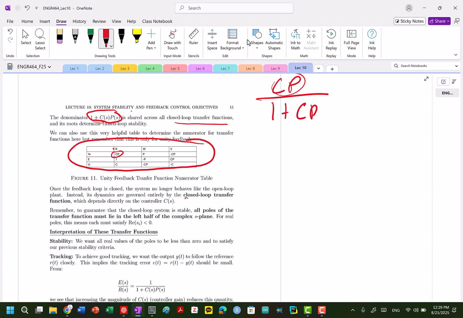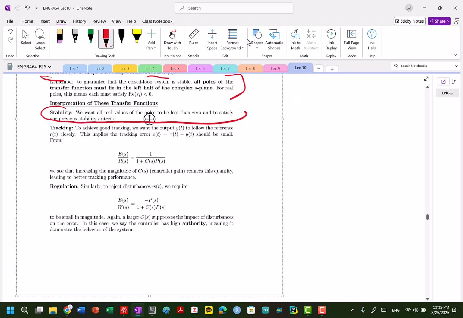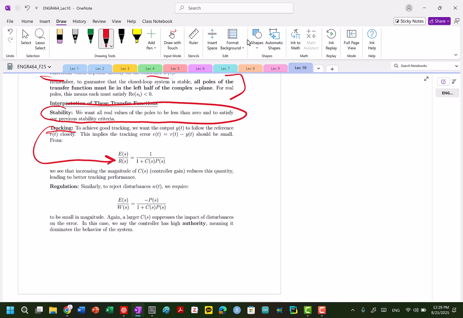We need to make sure this is only for closed loop transfer functions, depending on the controller. And remember, we still have to be stable. All of our poles must be less than 0, to satisfy our stability criteria. We can quantify tracking with this transfer function. And you see, as you increase C, this ratio becomes lower. So the error as a function of the reference becomes lower. It reduces the quantity, which leads to better tracking.